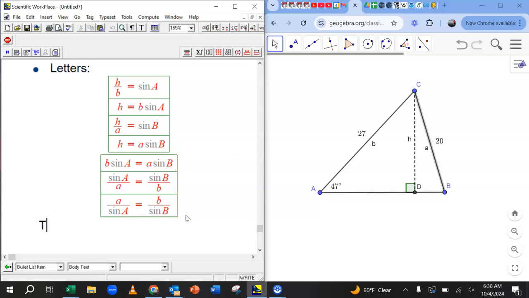These are the law of sines. Now I'm going to say a little bit more. I'm going to extend this just a little bit more. But we've got the basic idea.